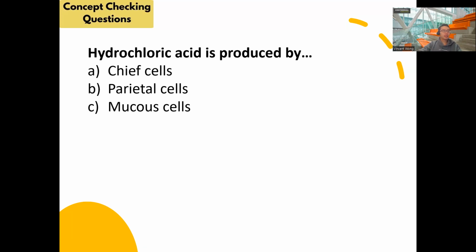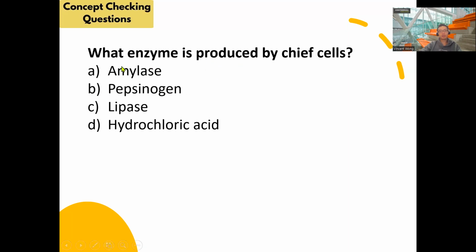Yep. Again, everybody got it right. It is the parietal cells. And again, the hydrochloric acid will help activate the pepsinogen, break down the protein, so on and so forth. What enzyme is produced by chief cells?